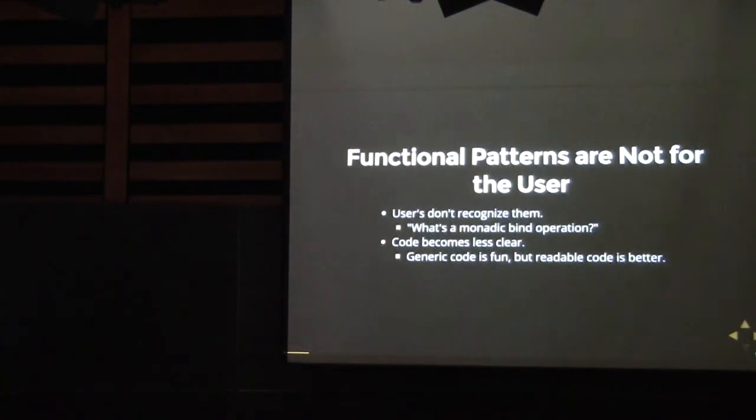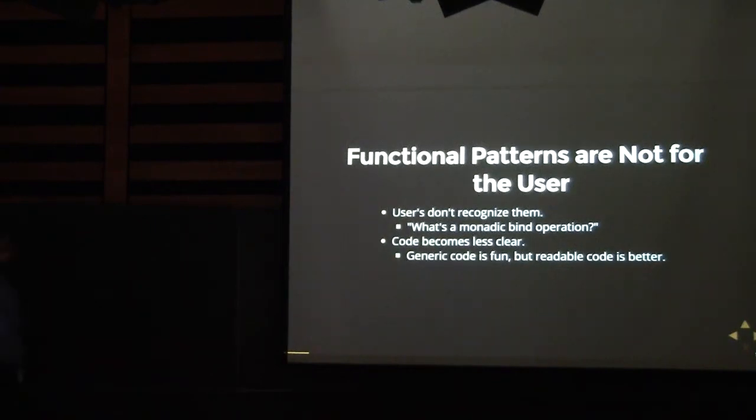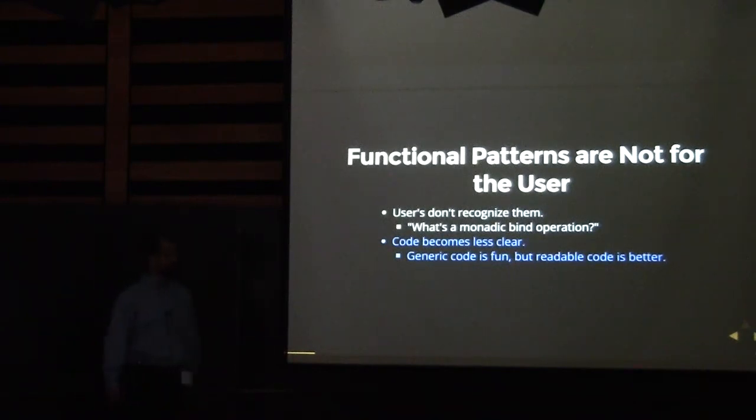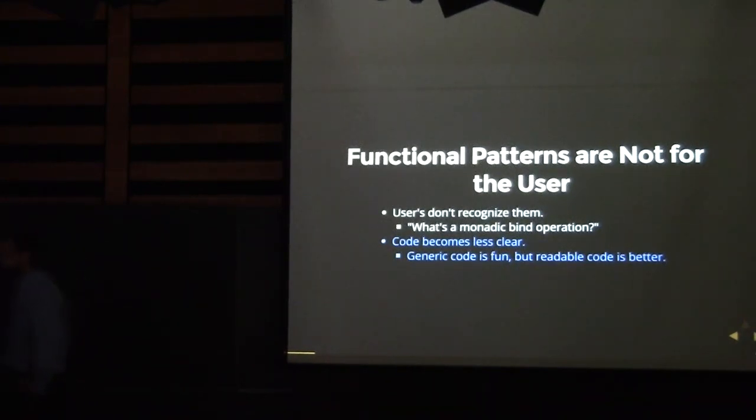These are very, very generic concepts that you can compose with each other pretty well. But one thing I just want to mention up front is that functional patterns are not for the users. Users don't recognize them. If you say, well, just use the monadic bind operation, they're going to say, I don't know what a monadic bind operation is. Maybe at some point in the future, people are going to be more familiar with these kinds of patterns and they can program using these things. But right now, for general day-to-day stuff, people will revolt if you give them a pure functional interface using these kinds of category theoretical concepts from the get-go. So you're going to have to find better names for these things. The code can become less clear for them, and generic code is fun. It's super fun to program with these things directly and to use them, but readable code is even better when someone comes back and tries to maintain these things.